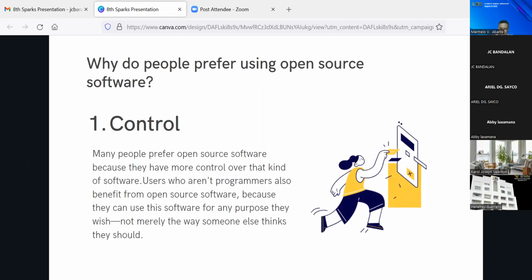Now, why do people prefer using open source software? Number one is because of the control. So many people prefer open source software because they have more control over that kind of software. Users who are not programmers also benefit from open source software because they can use this software for any purpose they wish to.